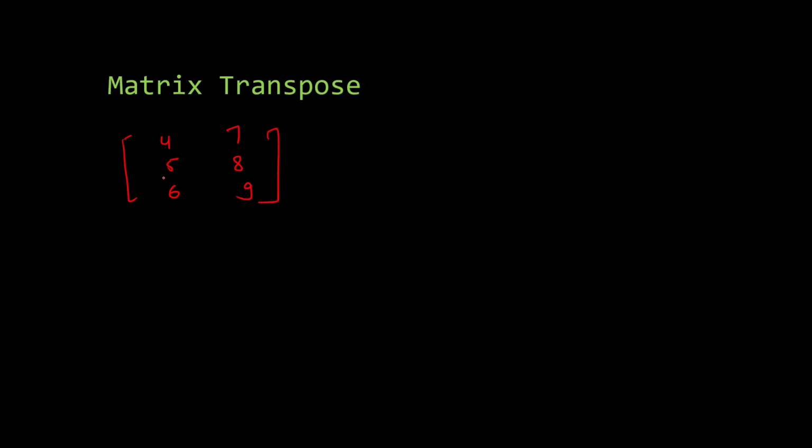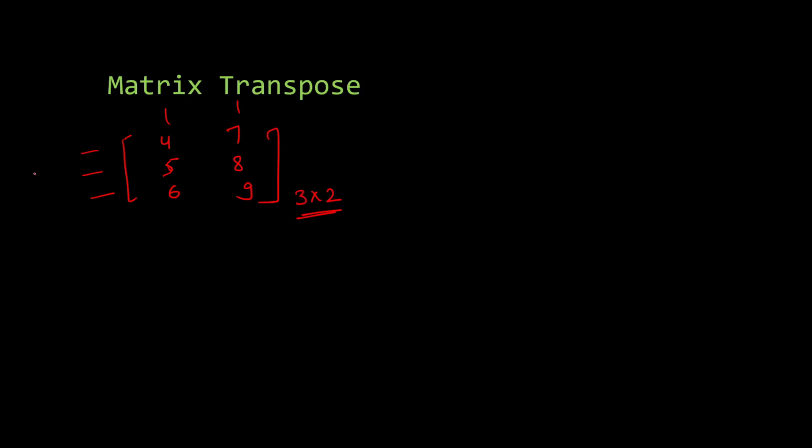So this matrix, if I ask you what is the dimension of this matrix, dimension means number of rows and number of columns. So it has 1, 2 and 3 rows and it has 1 and 2 columns. So we can say this is a 3 by 2 matrix, right? This is how we represent a 3 by 2 matrix.